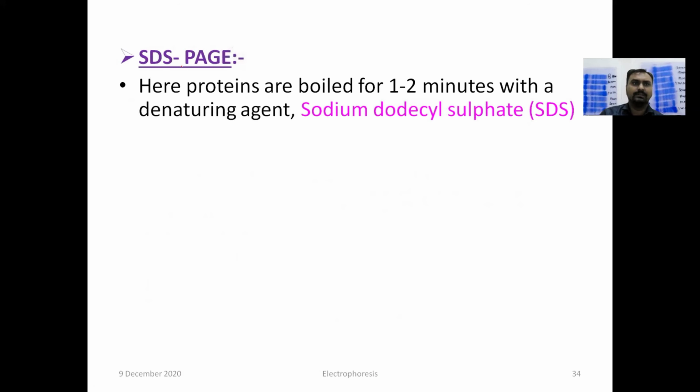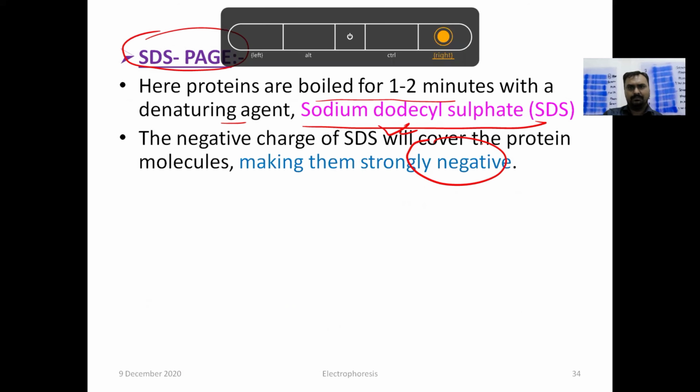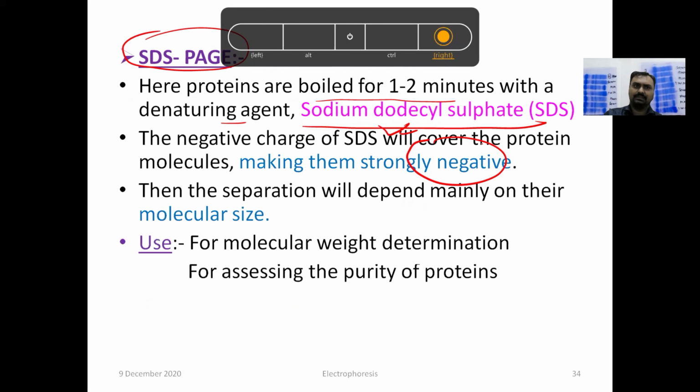Now, what is SDS-PAGE? Sodium dodecyl sulfate polyacrylamide gel electrophoresis. Here, proteins are boiled for 1 to 2 minutes with a denaturing agent, that is sodium dodecyl sulfate. So when we treat the proteins with SDS, it provides a uniform negative charge around the protein. Then the molecules will be separated based on mass only. Okay, that is the beauty of this SDS-PAGE.